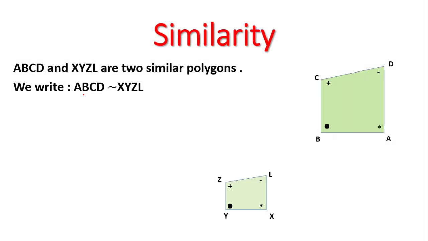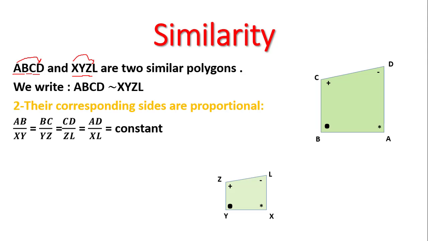The second condition is that the corresponding sides are proportional. It means the length of side AB over the length of side XY equals the length of BC over YZ, equals the length of CD over the length of ZL, and equals the length of AD over the length of XL, and all of them are constant. So that's what we mean by proportion, and this is equal to a constant.